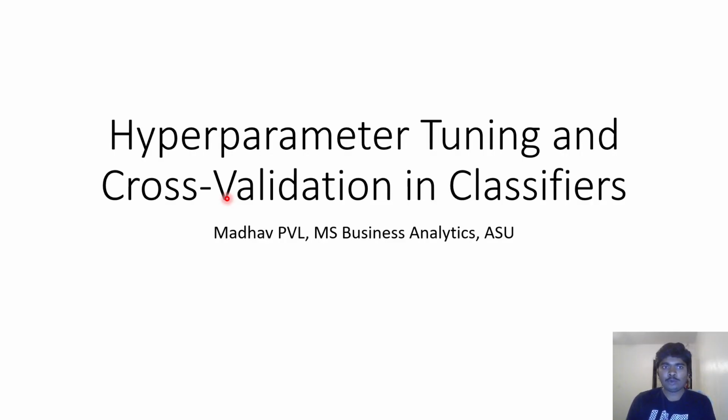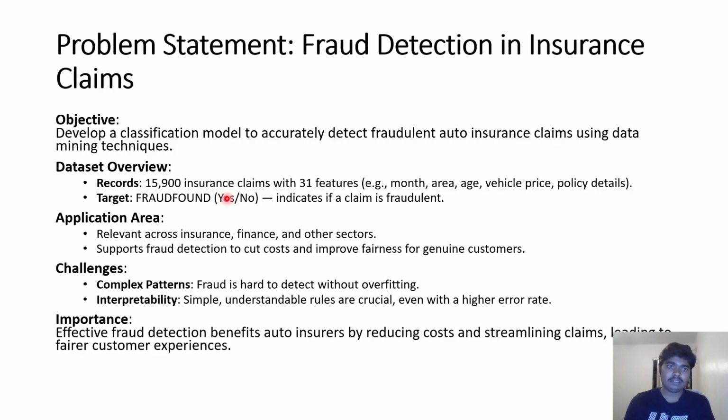Today I'm going to talk about the importance of hyperparameter tuning and cross validation in classifiers with a real world example and a data set. So let's get started. The problem statement I took was fraud detection in insurance claims. In most cases there will be fraud in insurance claims, where even if nothing has happened, they just claim the insurance.